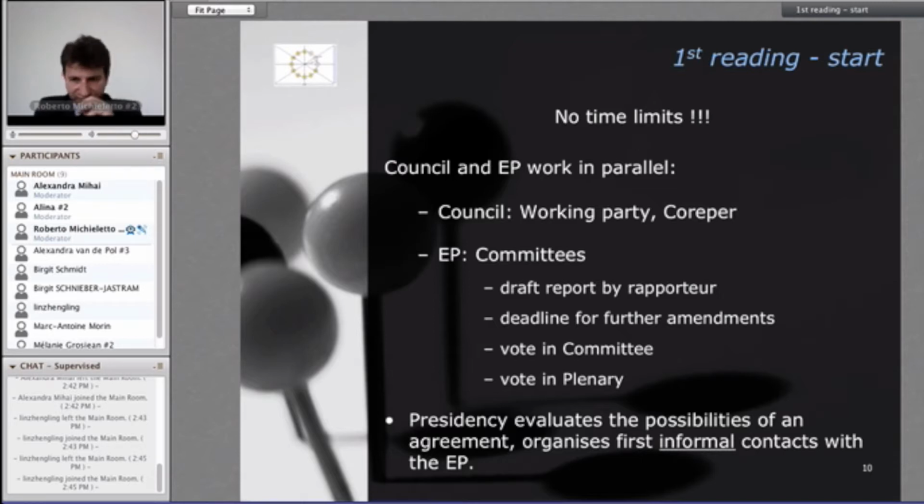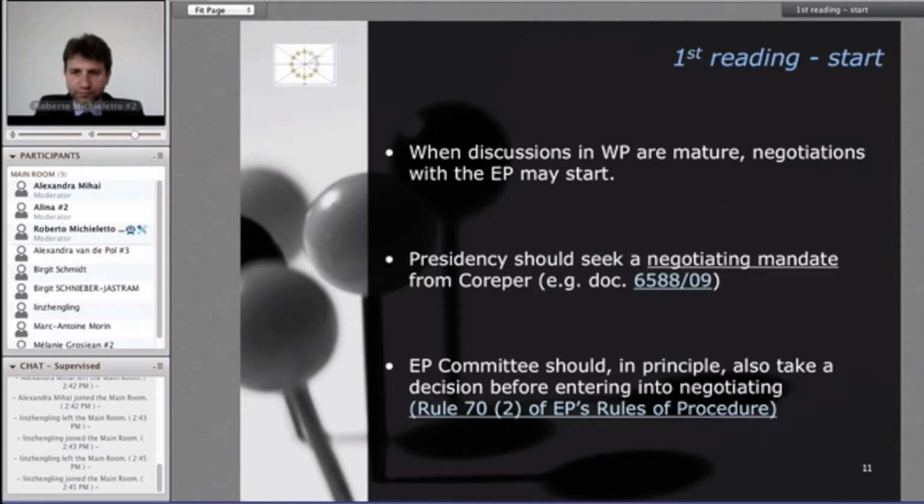Once you have the voting in plenary, as you can see in the slides, then we can start. So the presidency can evaluate the possibility of an agreement and can organize first contacts with the EP. Here it is written informal contacts, because the contacts are called trilogue.